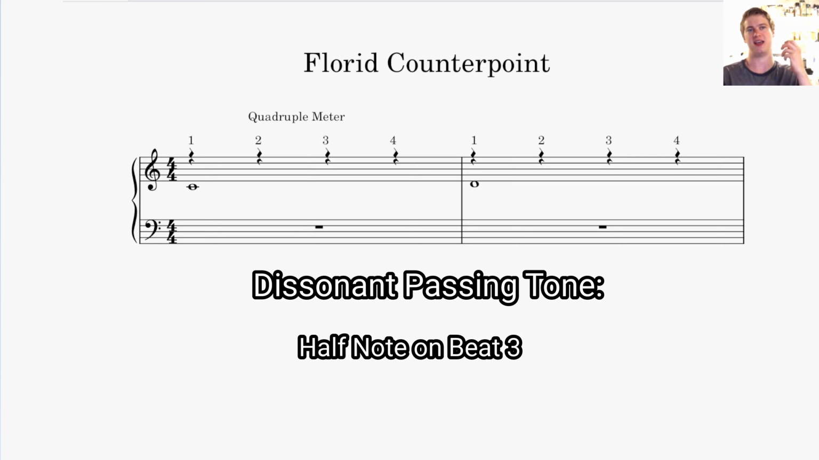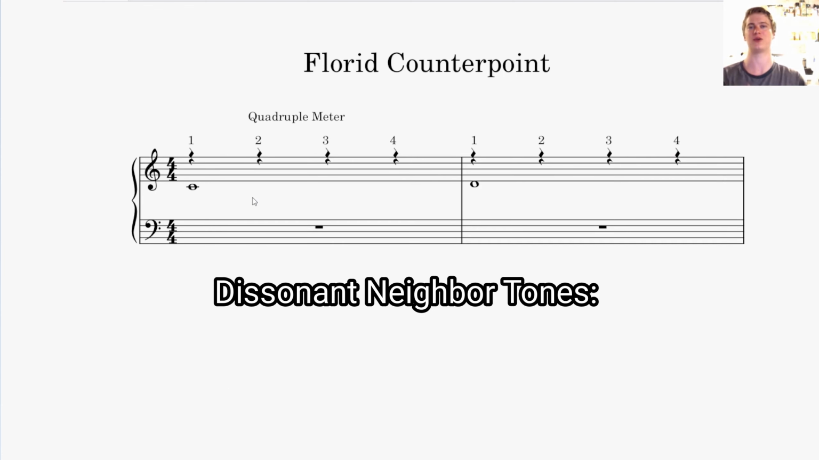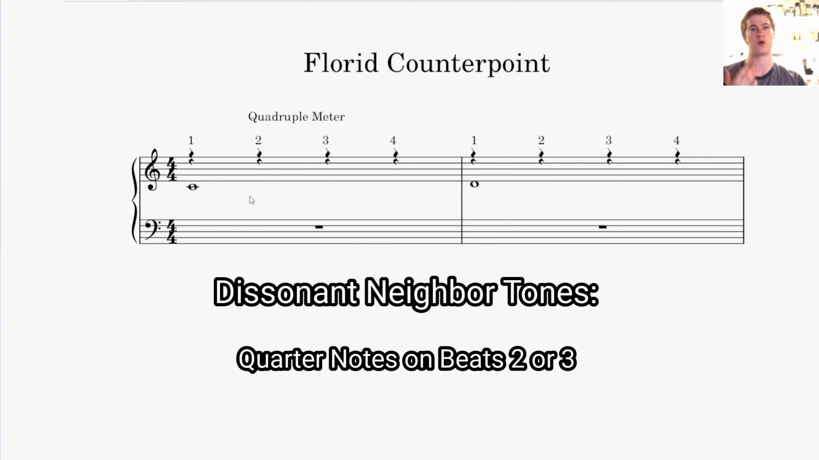This can occur as a half note on beat 3. Of course, a dissonant passing tone is allowed when it is approached and left by step in the same direction, with that dissonant passing tone in the middle. Dissonant passing tones can also occur as quarter notes on beat 2, 3, or 4. Now, dissonant neighboring tones can occur as quarter notes on beats 2 or 3.